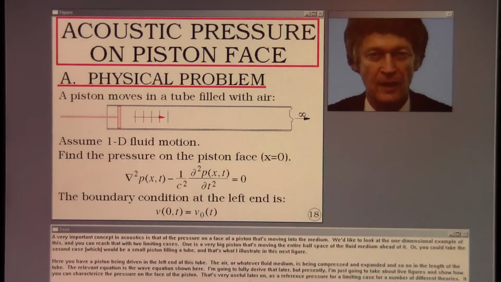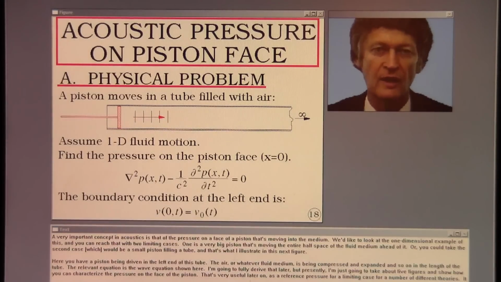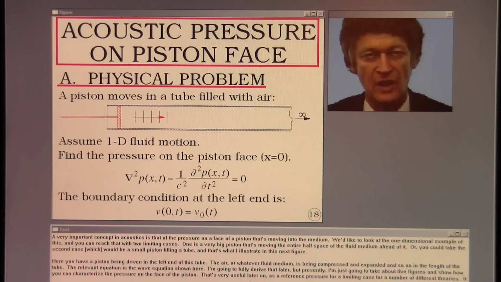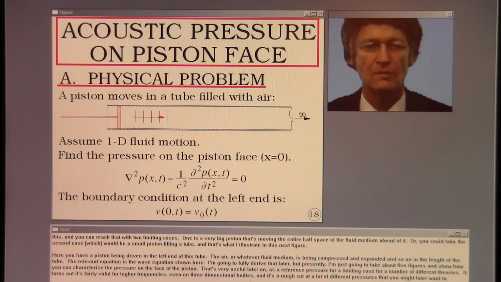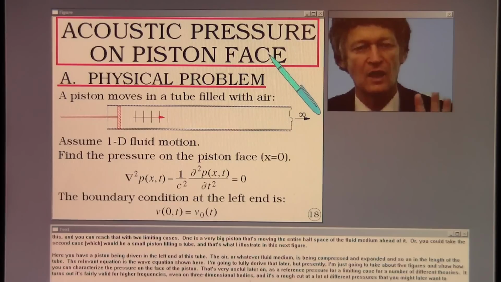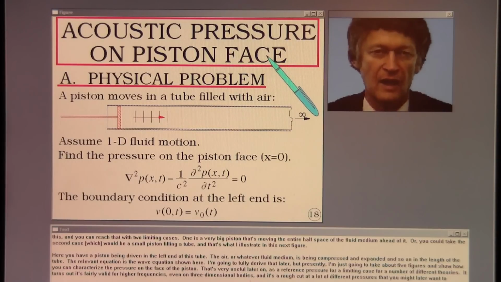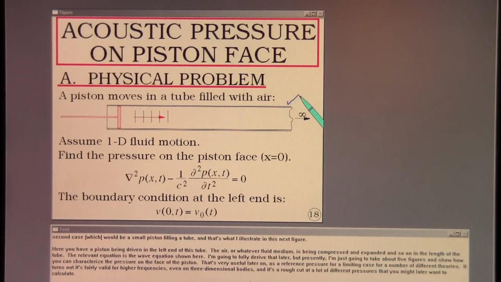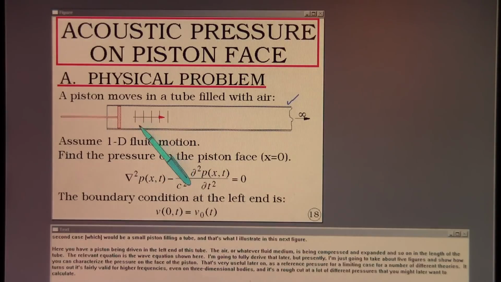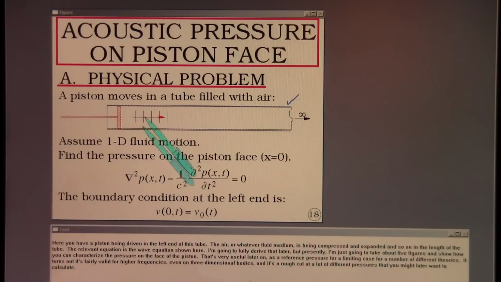A very important concept in acoustics is that of the pressure on a face of a piston that's moving into the medium. We'd like to look at the one-dimensional example of this, and you can reach that with two limiting cases. One is a very big piston that's moving the entire half space of the fluid medium ahead of it. Or the second case would be a small piston filling a tube, and that's what I illustrate in this next figure. Here you have a piston being driven in the left end of this tube. The air, or whatever fluid medium, is being compressed and expanded and so on in the length of the tube.